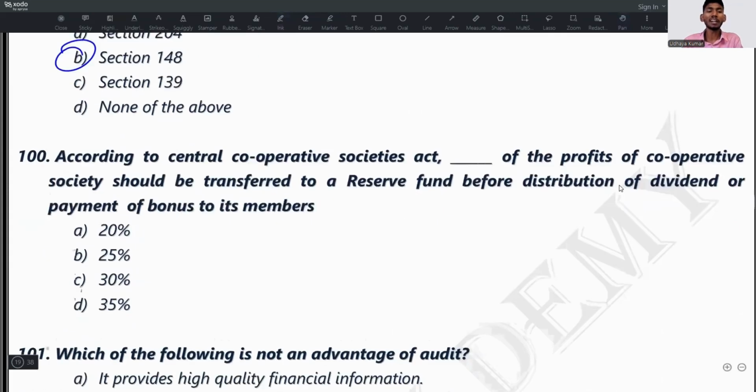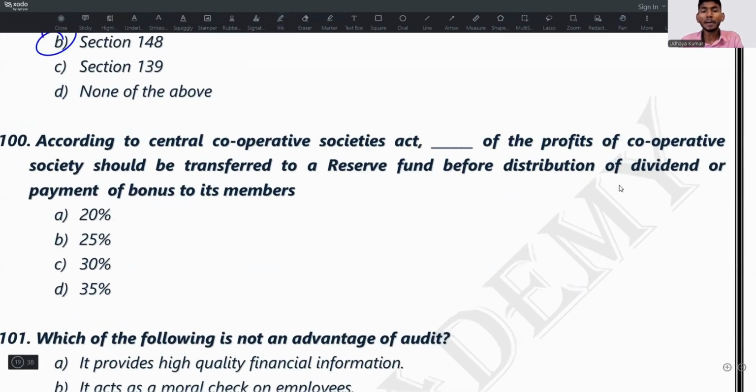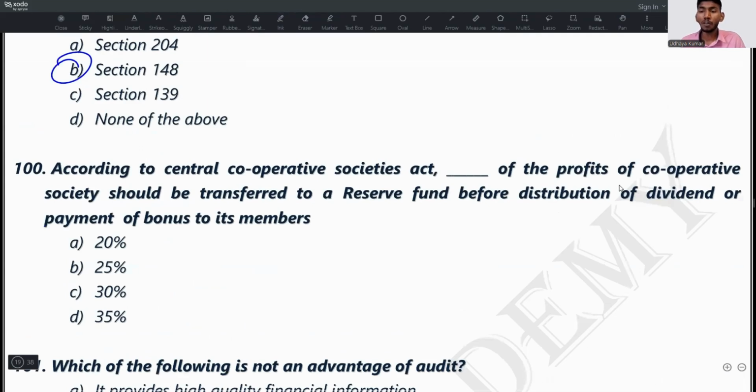So moving to question number 100. According to the Central Cooperative Societies Act, dash of the profits of a cooperative society should be transferred to the reserve fund before distribution of dividend or payment of bonus to its members.